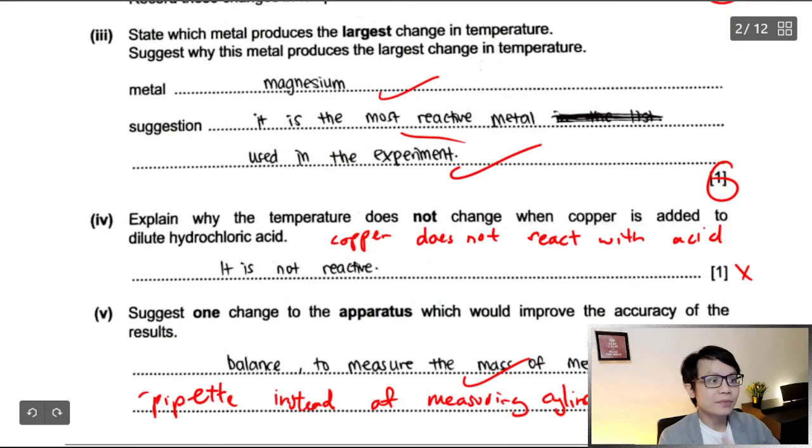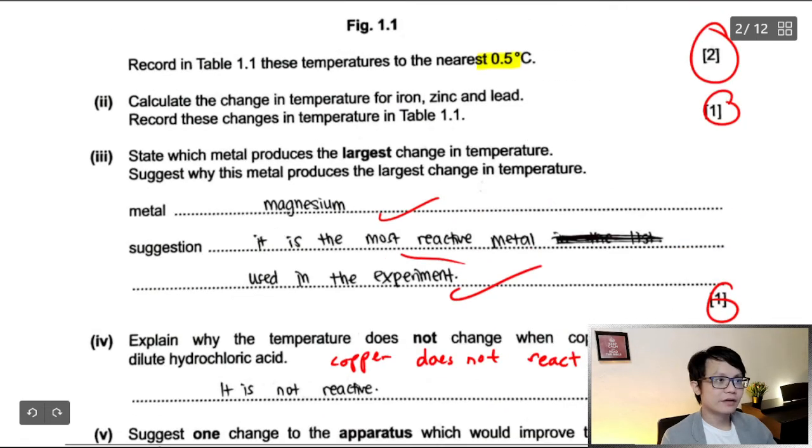Explain why the temperature does not change when copper is added to hydrochloric acid. So the answer is copper does not react with acid. But the student wrote it is not reactive. But the marking scheme says copper does not react with acid. So I just put this one here.